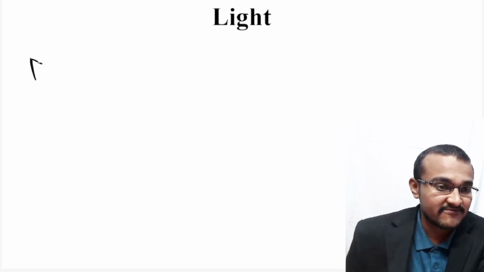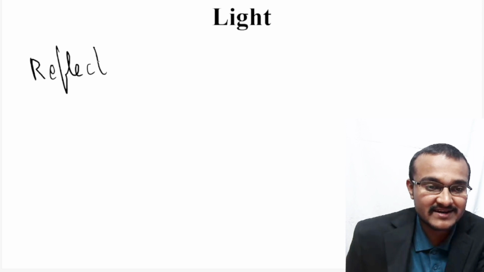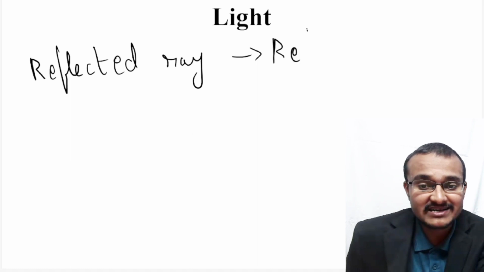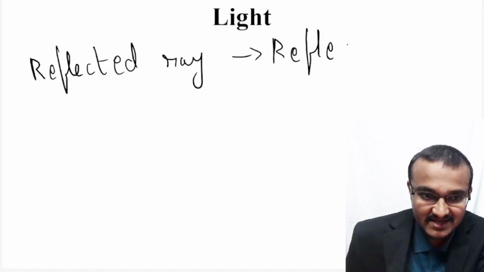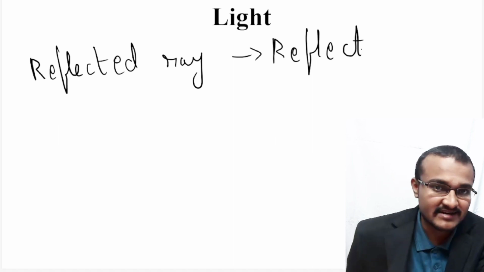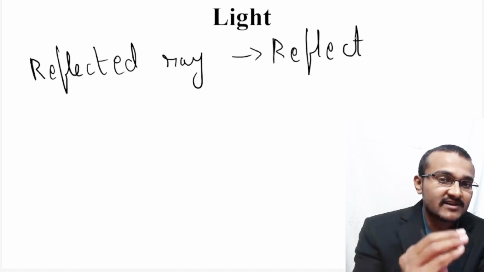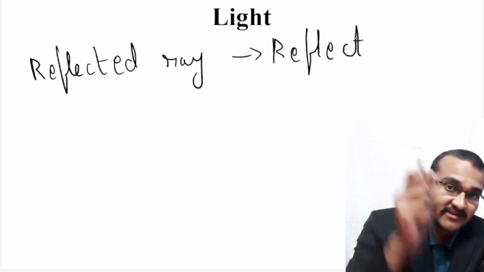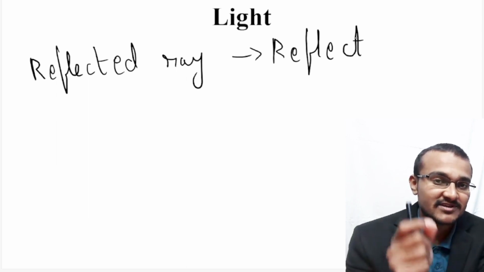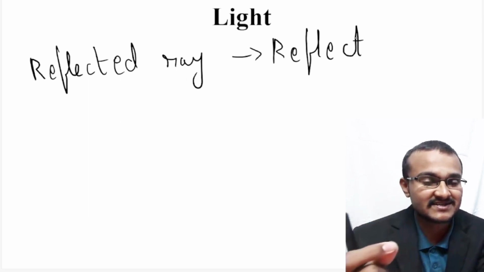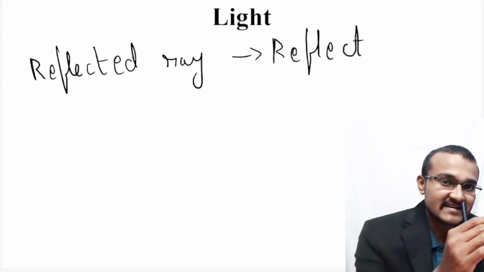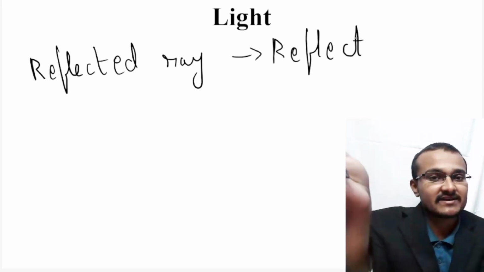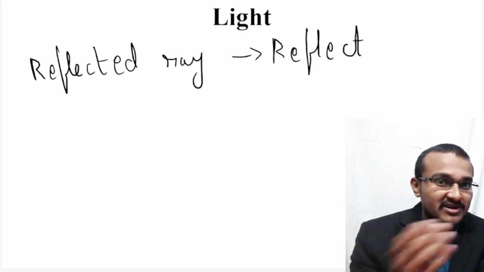So reflected light can also be reflected again. That means a reflected ray will be reflected again if you have multiple mirrors kept. To understand this, I'll just write: reflected ray can reflect again. That means there is no rule that once light gets reflected, it cannot be reflected again. No, reflection can happen for a reflected ray as well. At that time, the first reflected ray will act as the second incident ray, and there will be a second reflection, and that second reflected ray, acting as the third incident ray, will create a third reflection. So there can be multiple reflections also.